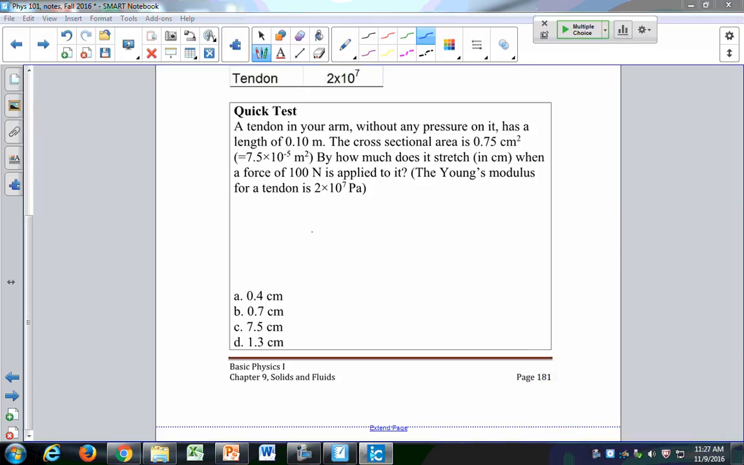So we say that our stress, that's F over A, is equal to our Young's modulus times delta L over L. And then, really with these, you have to pick out what is what here. So our force is 100 newtons. My area is 0.75 square centimeters. But remember, you have to have it in SI units. And I actually give you the conversion here: 7.5 times 10 to the minus 5 square meters.